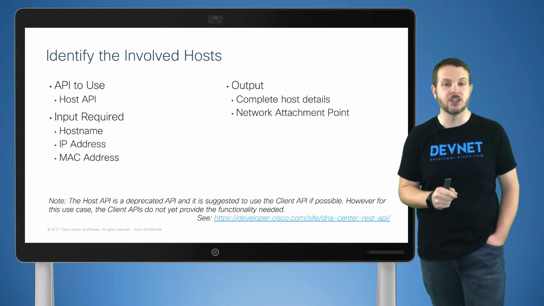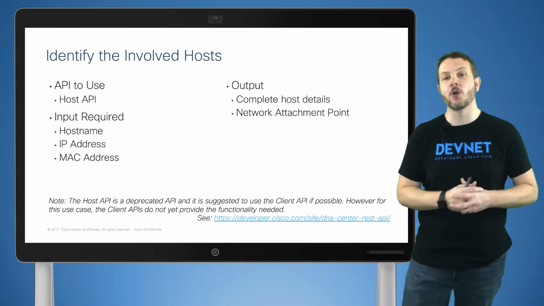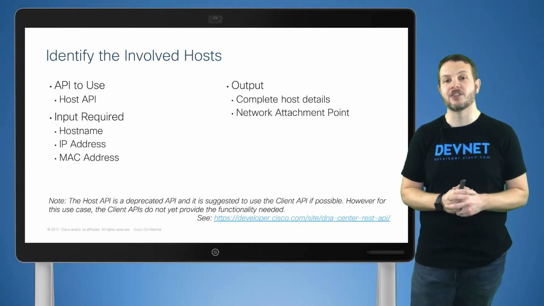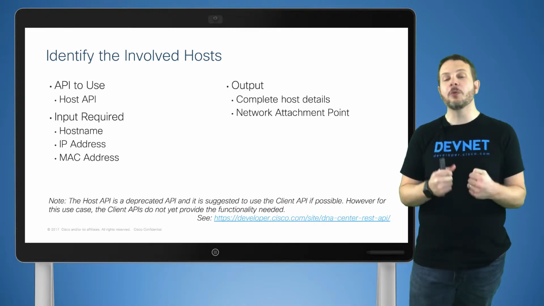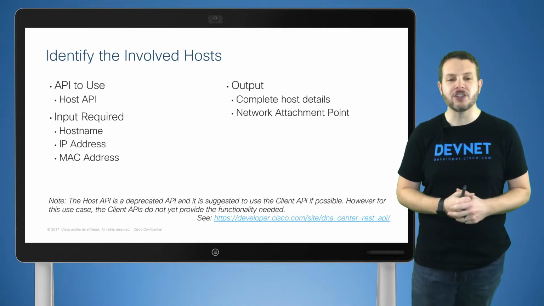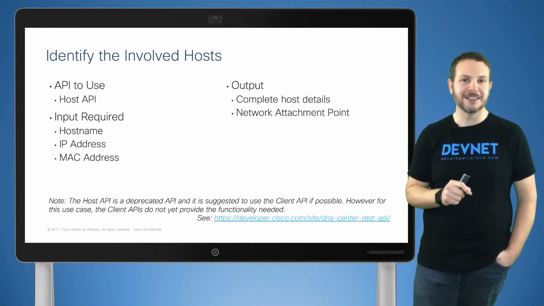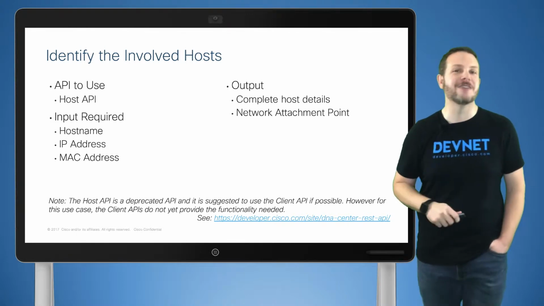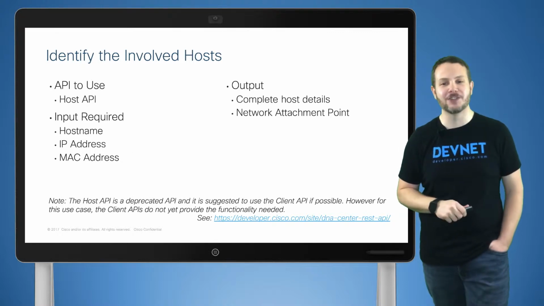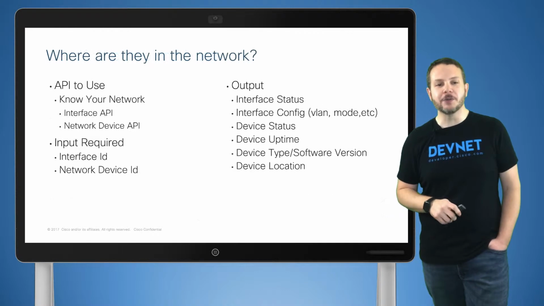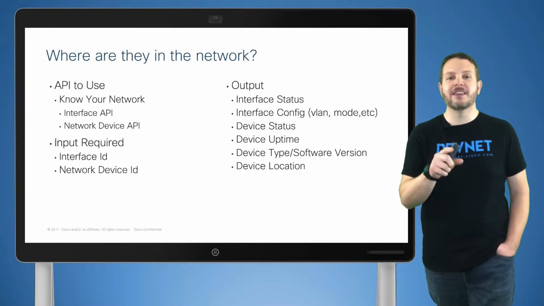Any one of these we can use to get information about a host connected to Cisco's DNA Center's network. That'll output the complete host information, including the network attachment point. What network device and what interface on that device is this host attached to?